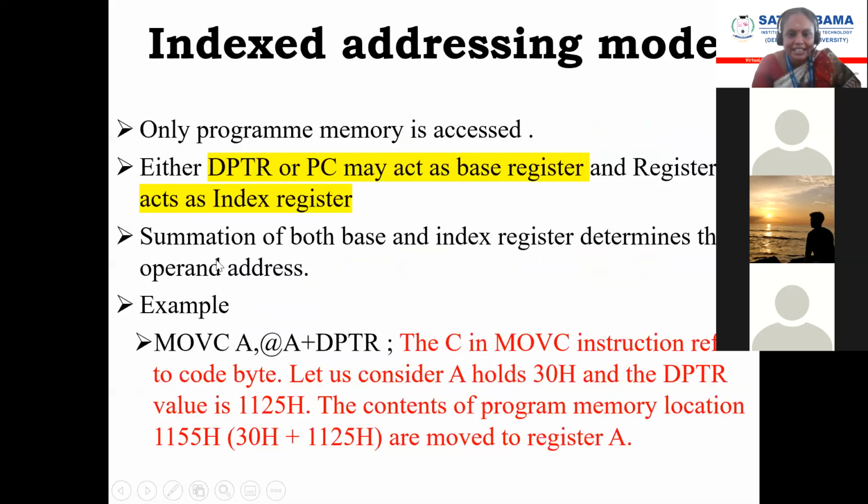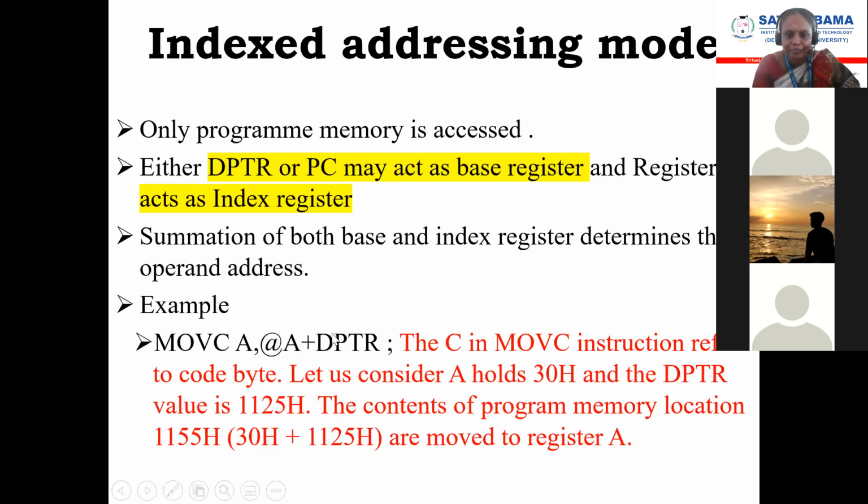So here C stands for what? Code memory. We all know we have two kinds of memory, program memory and data memory. So this instruction is only used to access the program memory. So far we have seen only the data memory, but this is the first instruction to access the program memory. I am using this indexed addressing mode. Through indexed addressing mode I can access my program memory. So I can use the DPTR register or I can use the PC register.